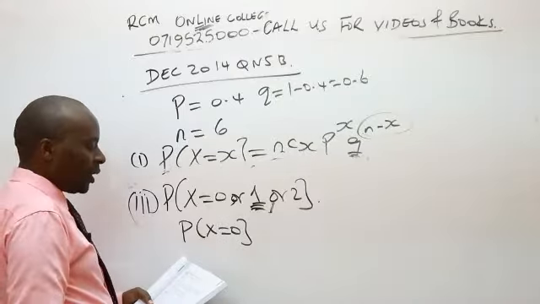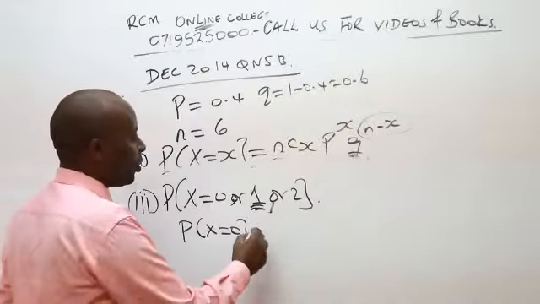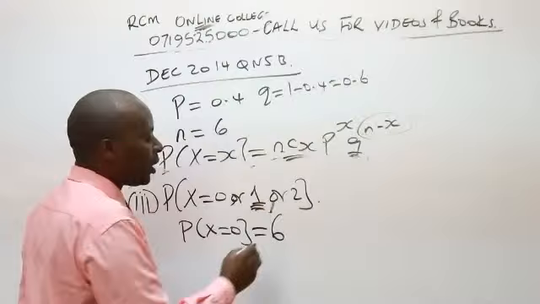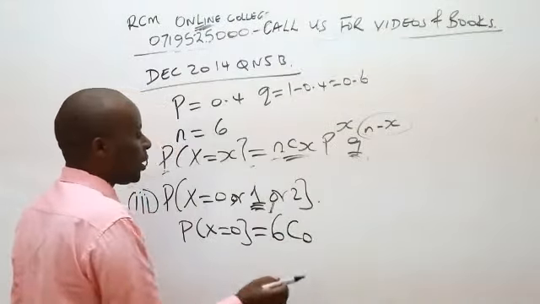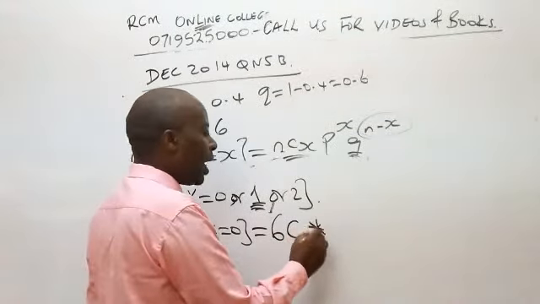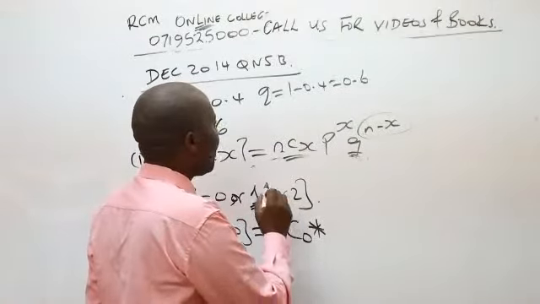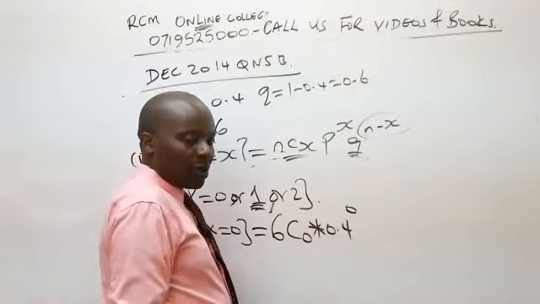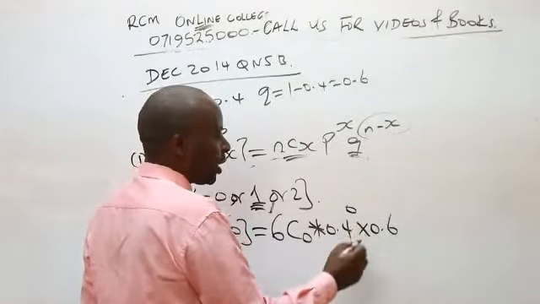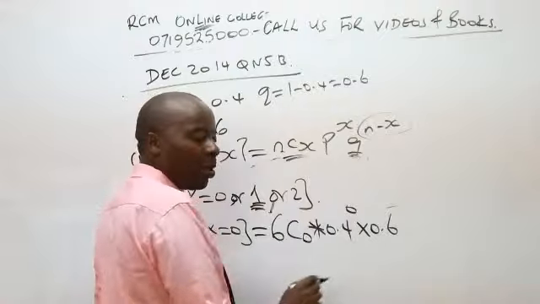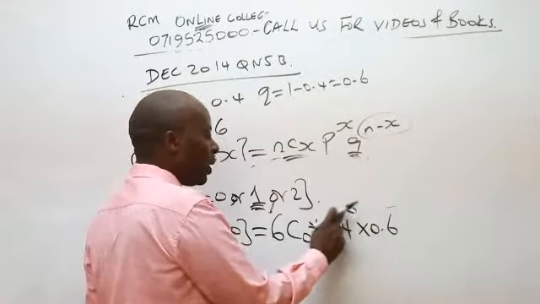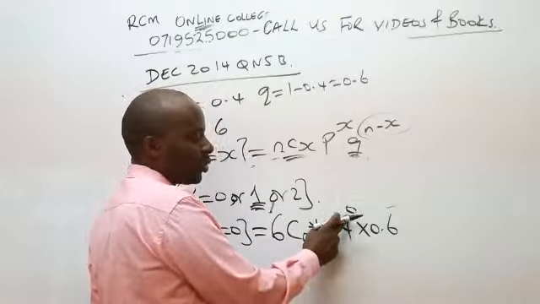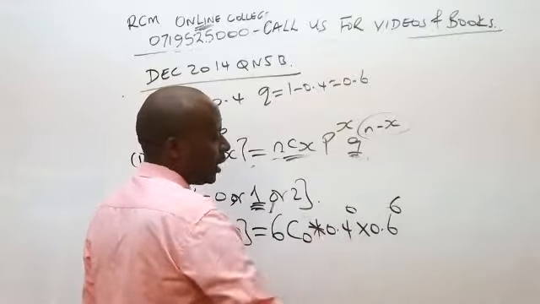Right? So in this case, probability of X equals 0. Then we have 6 combinations X, which is 0. And then we have P, which happens to be 0.4 raised to X, which is 0, times 0.6 raised to the balancing power. We know that the two powers must always add up to n, so the balancing power is n minus X. So the balancing power here will be 6.